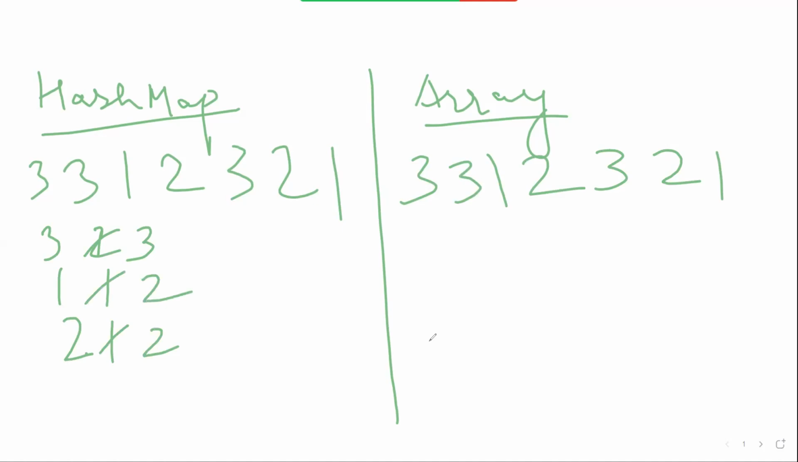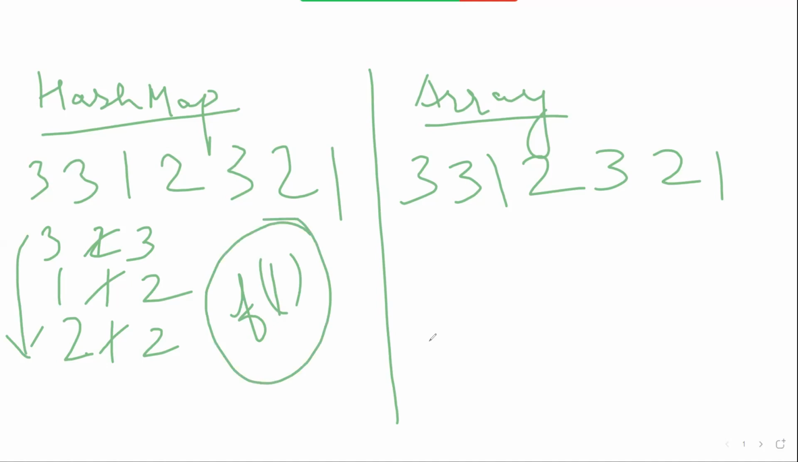Suppose you need to find the frequency of element 1. You need to traverse the entire hash map to find which element has frequency 1, right? And after traversing the entire hash map, you will come to know there are no elements which have frequency 1. Since you are traversing the entire hash map, the time complexity is more.